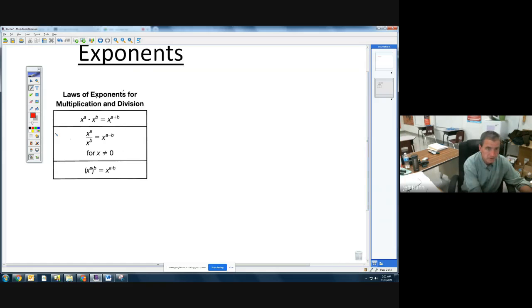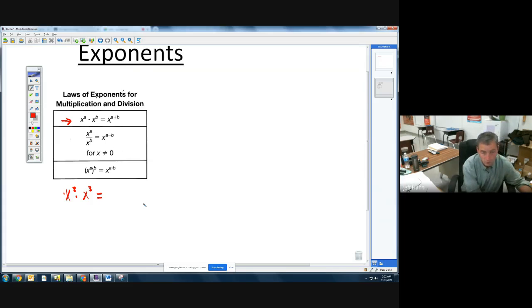For this first one here, you'll see they have letters instead of numbers. Well, that's because in math, we use variables because you want to be able to put any number in there and let it work. But let's go down here and actually put some numbers in there and see what's happening. What happens if you have x squared times x to the third power? Now, what does that equal?